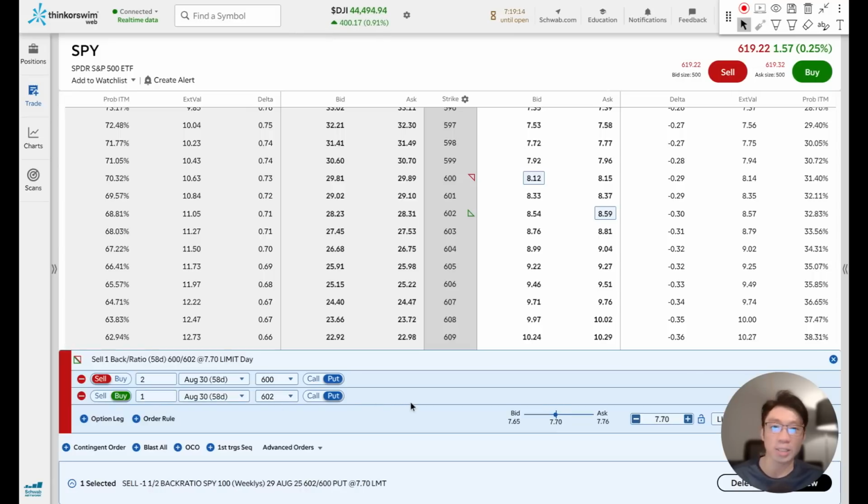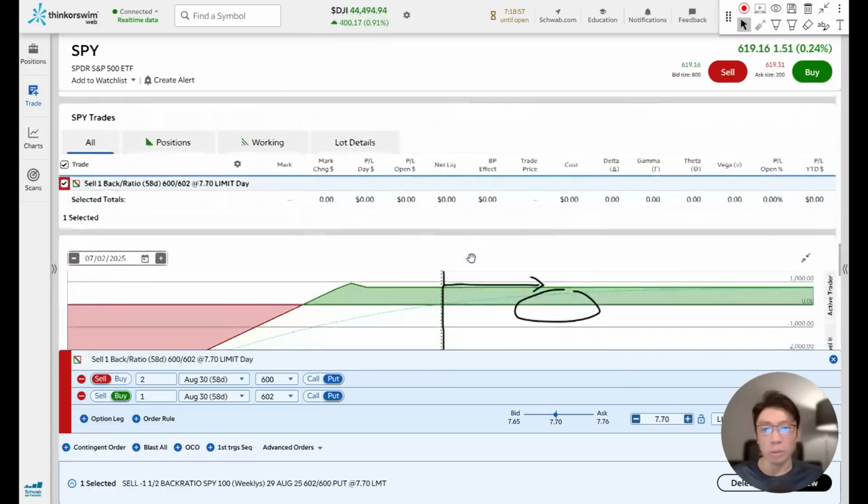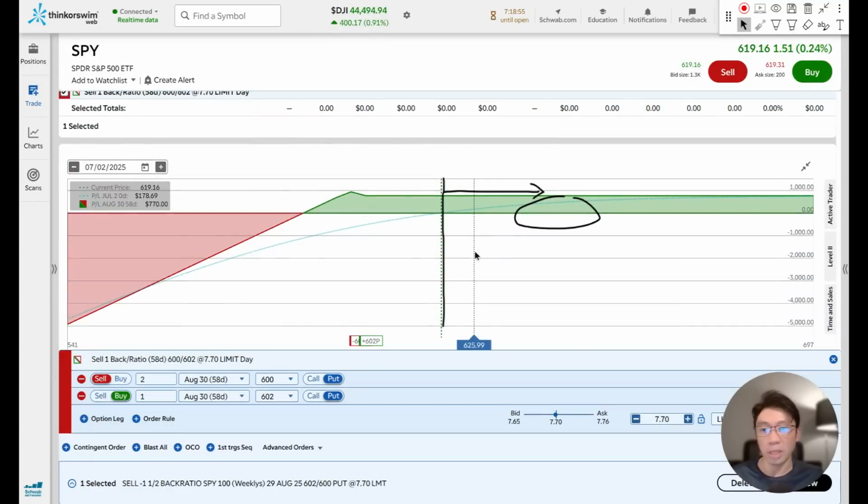So this is where sometimes, if you're using this platform, which is the Thinkorswim web platform, and somehow the number resets, it's very important to make sure that you always see that the number of contracts is correct before you just send in the trade. So if I was to go back down to the graph again, you will see that the profit now is $770.